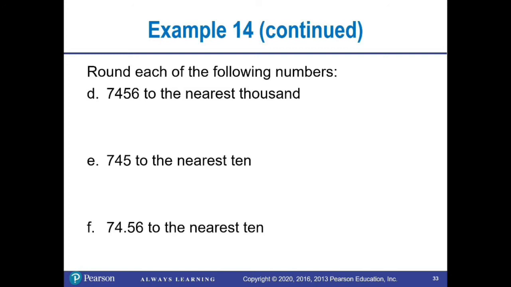Part D, we have 7,456, and we want to round to the nearest thousand. The 7 is in the thousands place. To the right of that is a 4, so the 7 stays the same, and this rounds to 7,000.